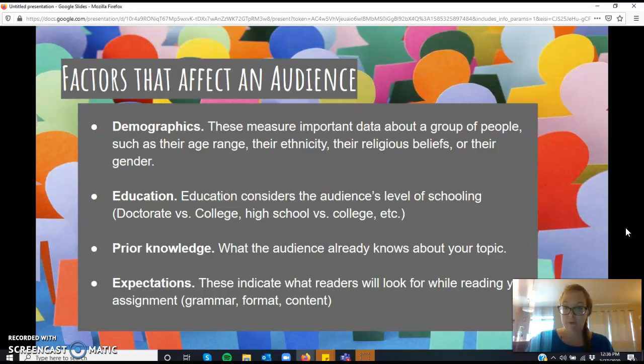The last is expectations. So you want to think about not only what your audience knows about your topic, but what they expect from you in terms of formatting, in terms of grammar, in terms of content. We all, when we get a message from someone, I mean, think about when a text pops up on your phone and it says from mom. Okay, you've got expectations about what your mom is likely going to be texting you about. If you have a message from your best friend and you've been, I don't know, waiting for news from them, then that's going to change your expectations of what that message is going to have in it.